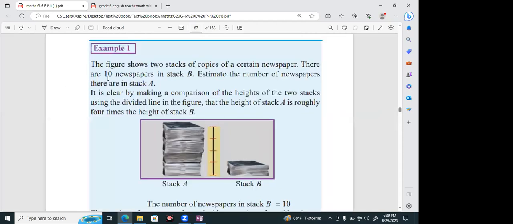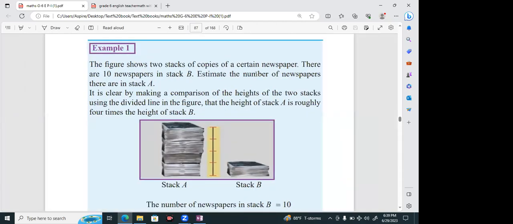The figure shows two stacks of copies of a certain newspaper.